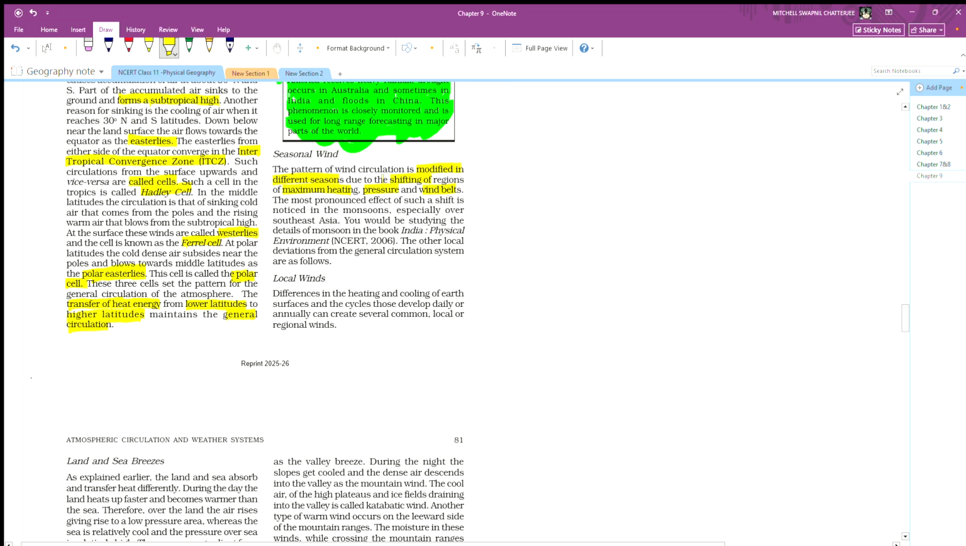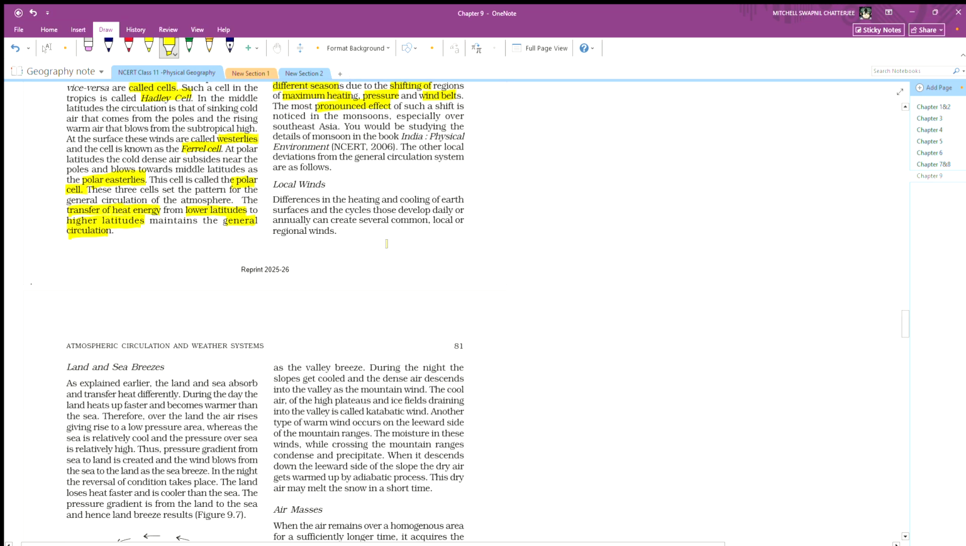The most pronounced effect of the shift is noticed in the monsoon, especially over Southeast Asia. You would be studying the details of monsoon in the book India Physical Environment in class 11. The other local deviation from general circulation is as follows.